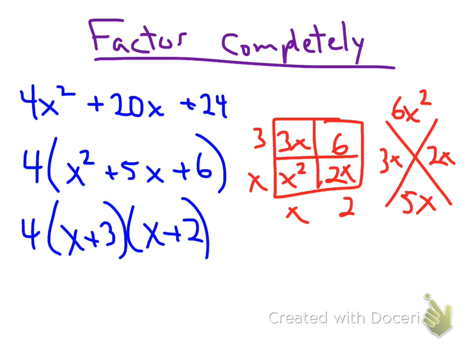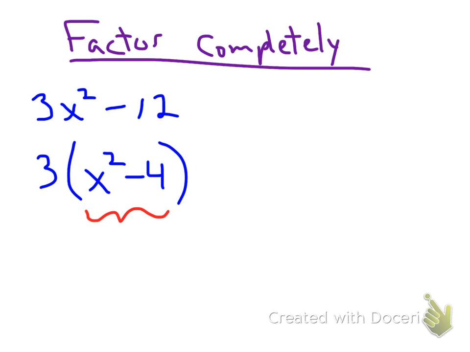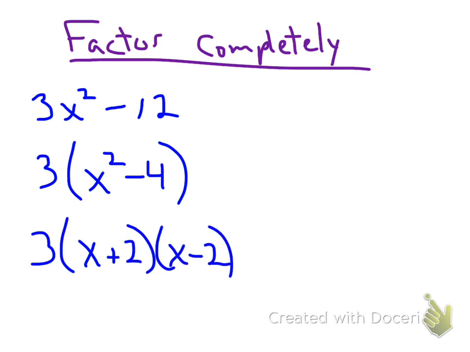Trying another one of these problems. Factor completely. Pause it. Okay. Hopefully you've noticed that there is a 3 that you can take out of both terms. When I do that, I get 3 times, in parentheses, x squared minus 4. So the question is, can I factor this? And the answer is yes. X squared minus 4 is a difference of squares. So if you remember the shortcut, it is 3 times x plus 2 times x minus 2.